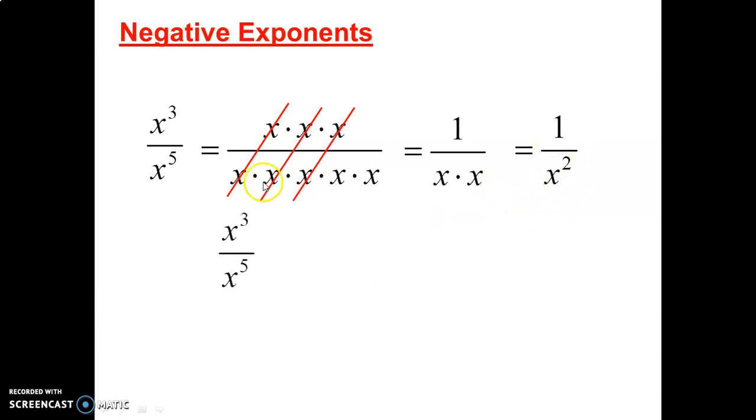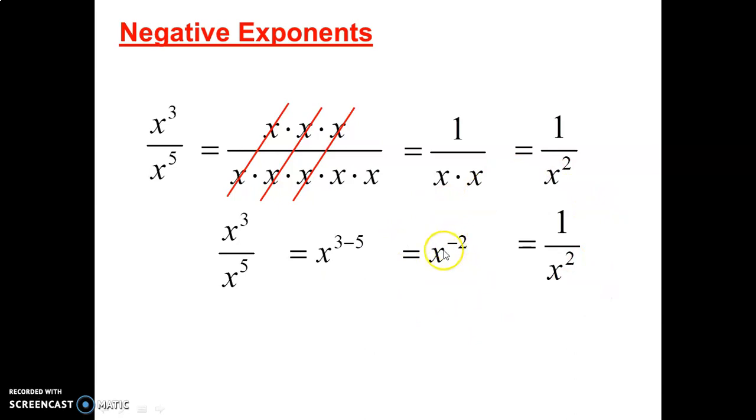Now let's look at it a different way again. We have division, and remember the division rule is we're going to subtract those two exponents. So that equals x to the power 3 minus 5, and that gives us negative 2. So again, if this equals this, but this also equals this, then these two things must be equal. So x to the negative second power must be equal to 1 over x squared. That's an important rule of exponents there.